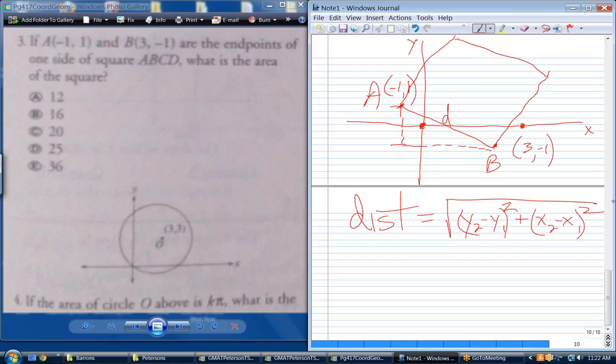This is definitely something you need to know for the GMAT, the distance between 2 points on a coordinate plane. I think it's funny it's not in the Kaplan book. Really? Yeah, I'm just looking it up right now and it's not there. The slope is there, but this one is not. That's kind of weird.